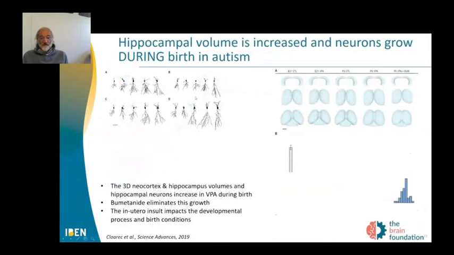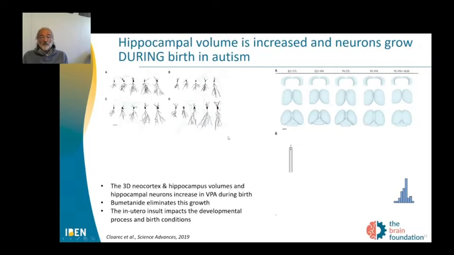Interestingly, if you measure volumes of the hippocampus, the striatum, the cortex, the ventricle, in control conditions, E21 and P0, there is no difference a couple of hours before birth and a couple of hours after birth. On the other hand, in an autism model, for instance valproic acid, if you measure E21 and P0, there is a big, significant increase in the volume of the hippocampus, the cortex, and the brain. If you give bumetanide to the mother, this increase in volume is abolished. So in other words, during delivery, the brain grows in autism, not in control.